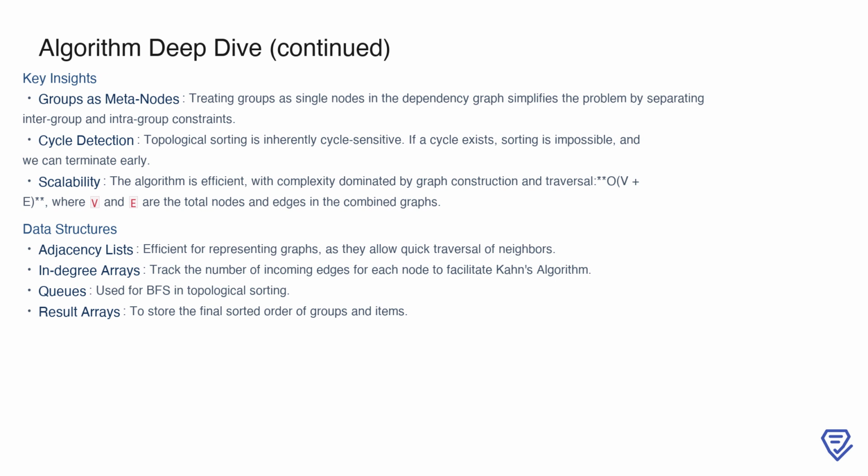Third, the algorithm is highly scalable, with its complexity dominated by graph construction and traversal. This results in an overall time complexity of O(V + E), where V is the total number of nodes across both graphs, and E is the total number of edges. To achieve this efficiency, we rely on data structures such as adjacency lists for representing graphs, in-degree arrays for tracking dependencies, queues for BFS-based sorting, and result arrays for storing the final sorted order of groups and items.